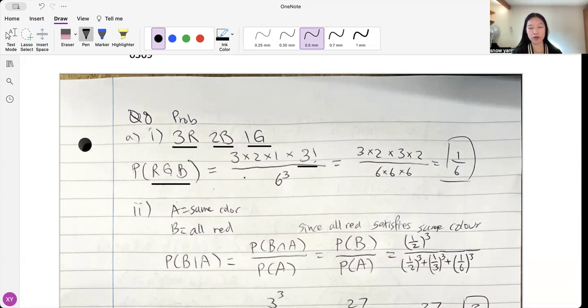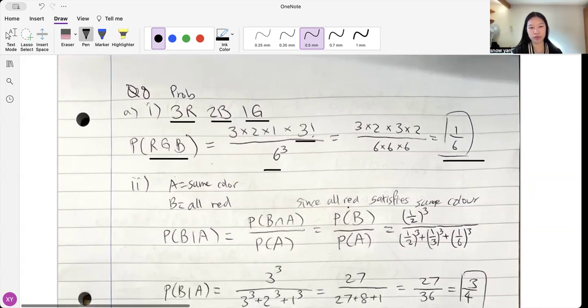And in terms of the three rolls, for each roll we would have six choices. So we would have (3 × 2 × 1 × 3!) over 6 to the third power. Hence, we would have 1/6 when we simplify this equation.